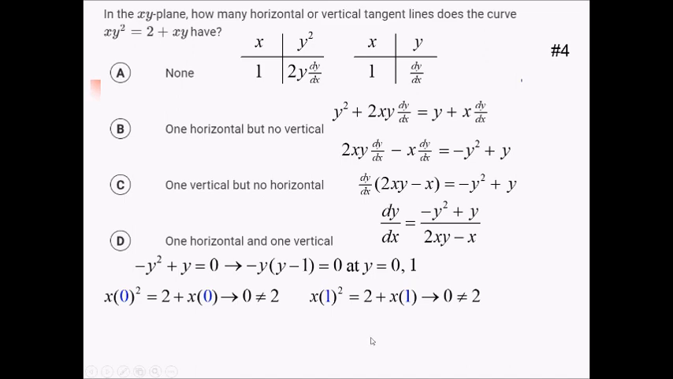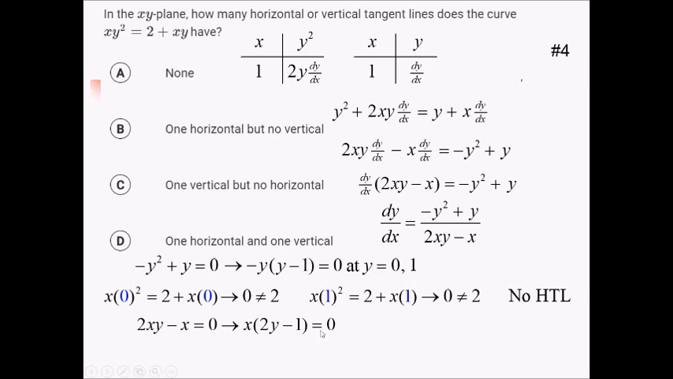So to check on the vertical tangent lines, we need the denominator to be 0. So let's set 2xy minus x equal to 0. So there's no horizontal tangent lines. Setting my denominator equal to 0 now. Well, to solve this, this is a tricky one because we've got 2 variables, but we're kind of in luck here because I can factor an x out of this. That leaves me with 2y minus 1 inside.